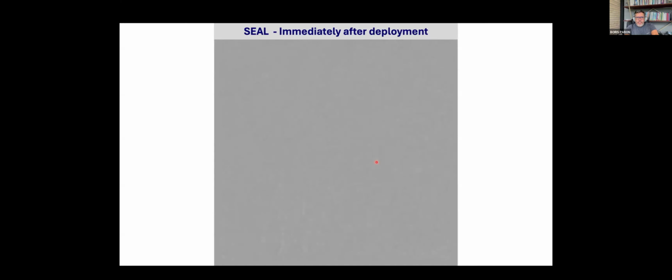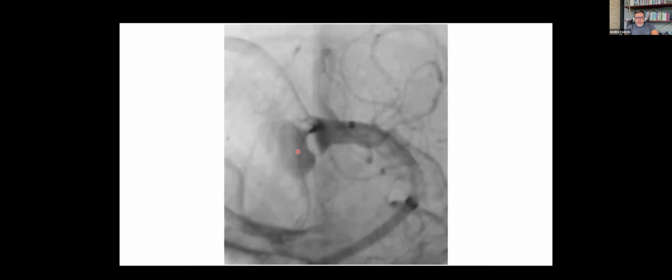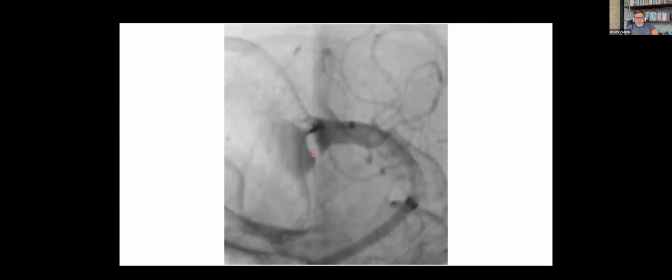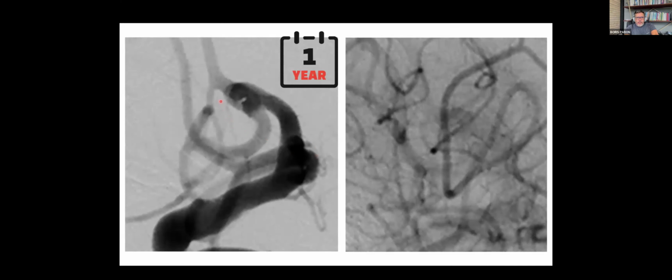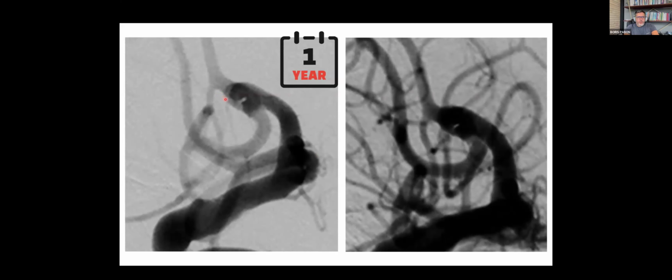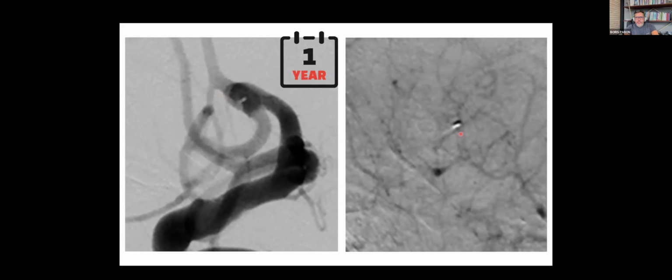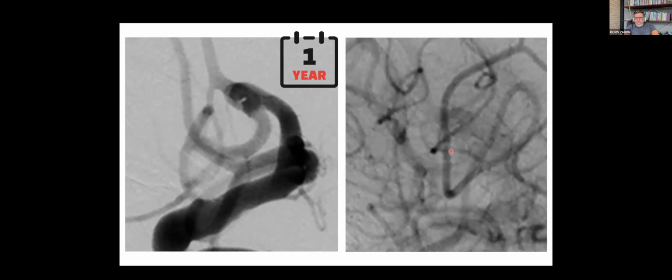This is immediately after deployment. And here you may see how it looks, all the contrast stagnation in the device. And you may see the conformability at the level of the neck. Here is 1 year follow-up. The neck was completely remodeled. And you may see in the DSA injection, nothing inside the aneurysm.